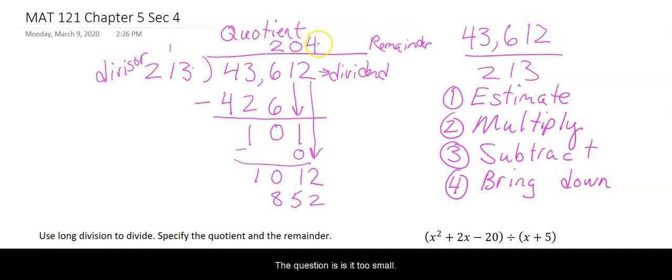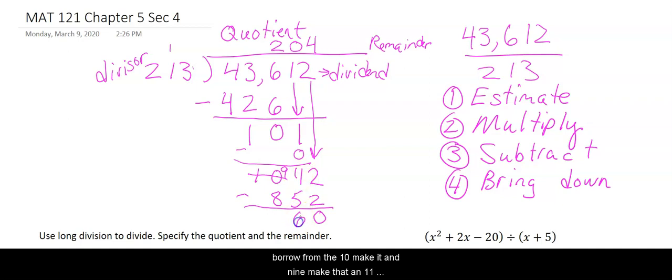The question is, is it too small? To find that out, I need to subtract the number and see if my remainder is bigger than 213. 2 minus 2 gives me 0. I cannot subtract 5 from 1, so I borrow from the 10, make it a 9, make that an 11. 11 minus 5 is now 6, and 9 minus 8 is 1. My remainder is 160, which is smaller than 213, so my estimate was not too small.